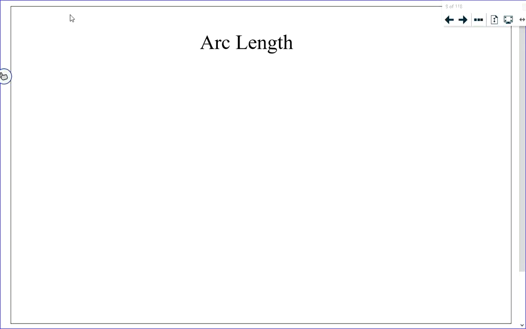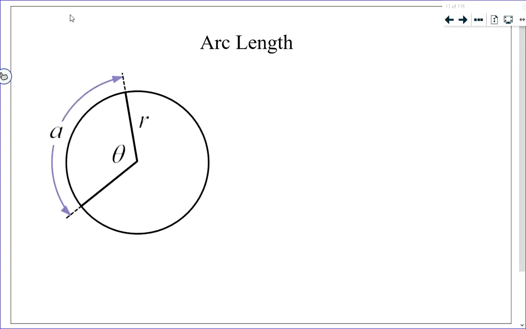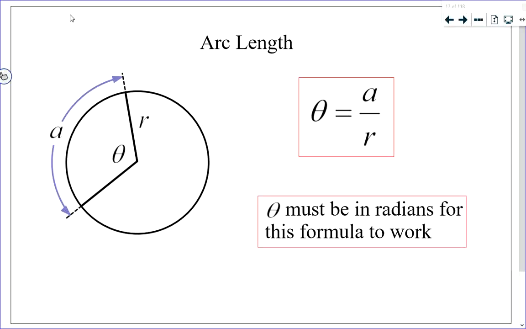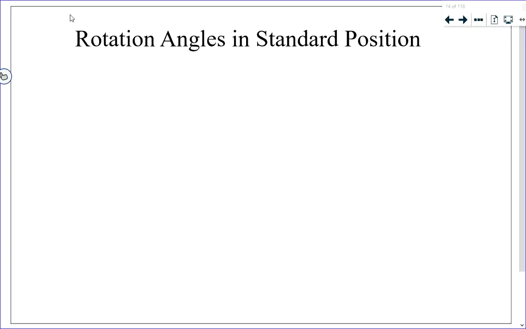Or maybe you're given a question on a diploma exam where you're asked to find the angle, but you're asked to find it in degrees. And when you use this formula and calculate theta, you'll get an answer in radians, but maybe the numerical response question says, we want to know it in degrees, so you have to convert your radians to degrees. This is one of the reasons why you need to be able to convert radians to degrees or degrees to radians. Rotation angles in standard position.